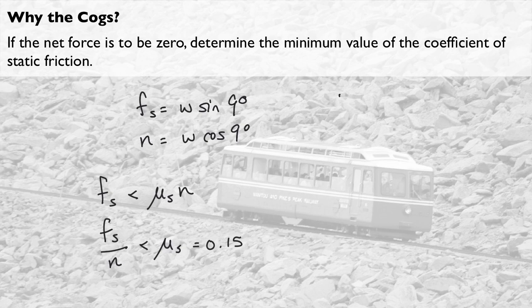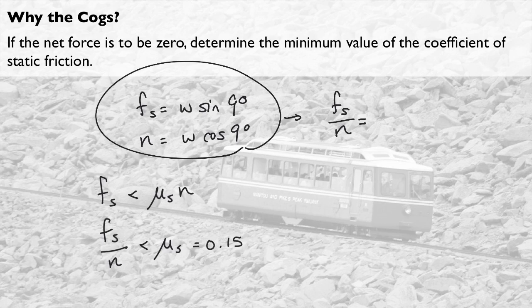Well, the ratio of Fs over N is equal to, and I'm taking these expressions right here, and I bring them over, W times the sine of 9 degrees divided by W times the cosine of 9 degrees. Oh, check it out. This is very, very handy. W is going to cancel between the top and the bottom of the expression. And I know what sine over cosine is. That's just equal to the tangent of 9 degrees, and I can work out the tangent of 9 degrees, and that's 0.16.